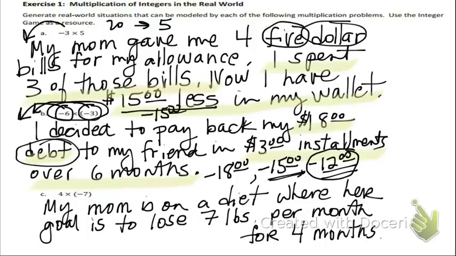Okay, 4 times -7. This would be, you know, my mom was on many diets. She doesn't go on diets anymore, but she was on a diet where her goal was to lose 7 pounds, hence the -7, 7 pounds per month for 4 months. So every month she is going to lose 7 pounds, which means that she would have lost 28 pounds. That would be a -28. Okay. Alrighty.